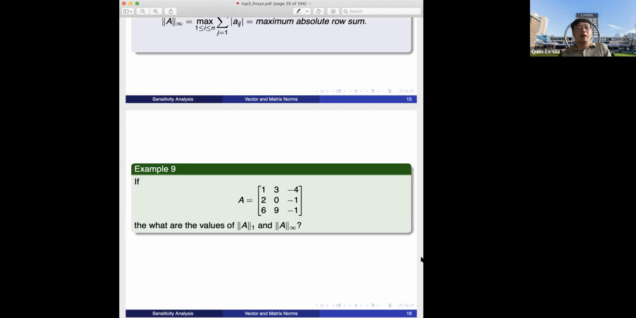Okay, so now, how do I compute this one norm of the matrix here? Let me copy the matrix, and then I will do a quick calculation. So A is 1, 2, 6, 3, 0, 9, minus 4, minus 1, minus 1. Now let me show my matrix here.